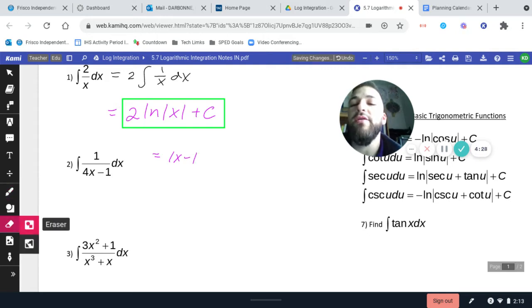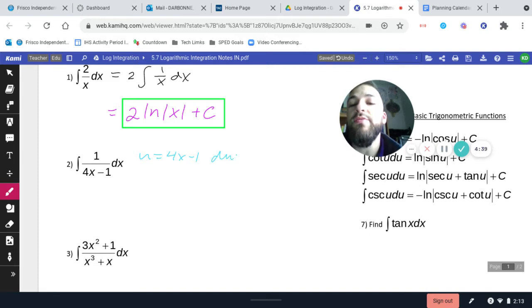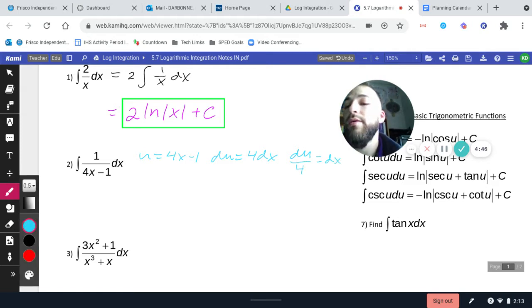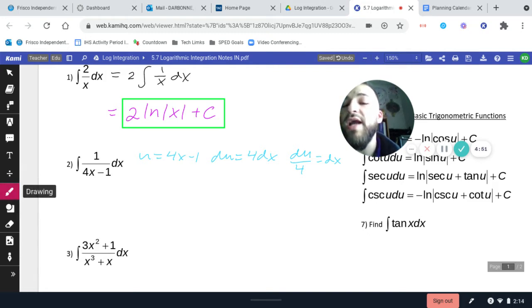Actually, I'm going to do that in a different color just to make it a little easier to denote. So my u sub for this one, u is equal to 4x minus 1, which means du is equal to 4 dx, which means du divided by 4 is equal to dx. So then before I integrate, I can make any necessary changes. So this becomes 1 over u times du over 4, which becomes 1/4 times 1 over u du.